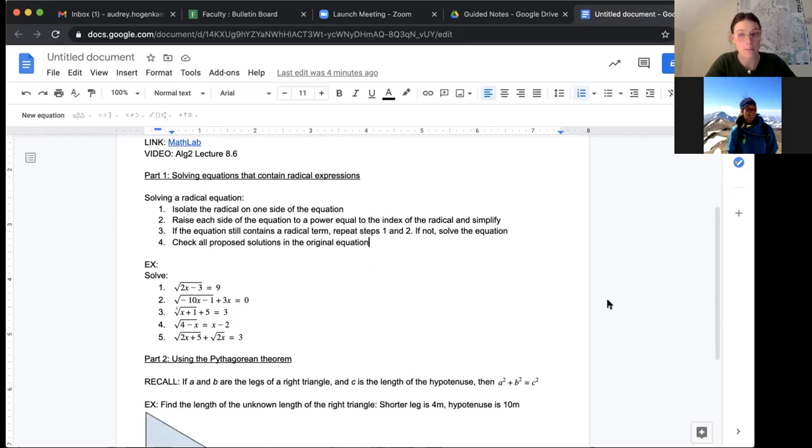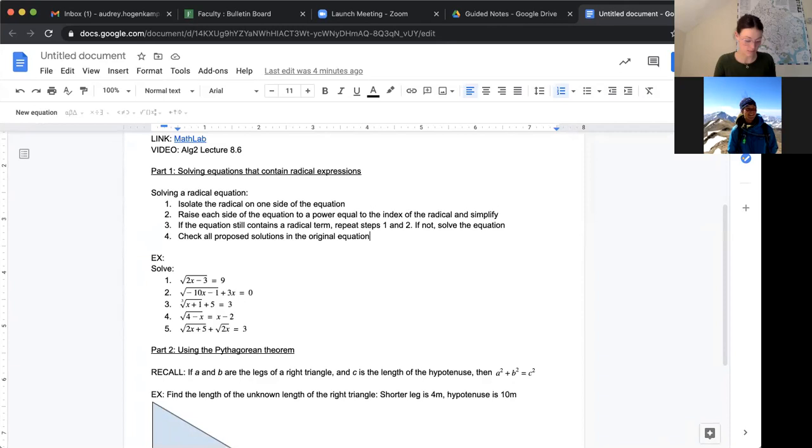That one's important because sometimes when you plug it back in to check, it does not work. So you definitely need to be careful that you are checking solutions, okay? So first up, we have square root of 2x minus 3 equals 9. So step 1 is isolate the radical. That is already done for us in this case. We can see that 2x minus 3 is under our radical, and then that is equal to 9.